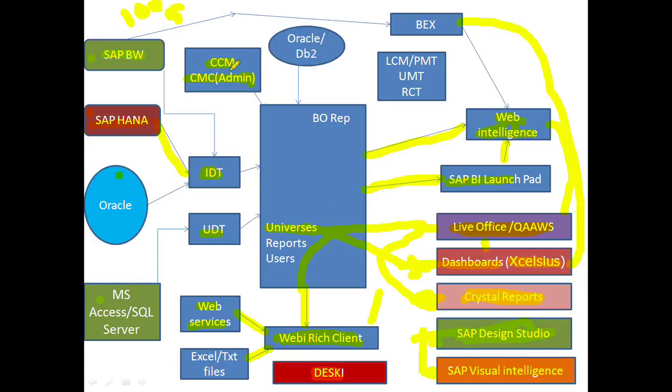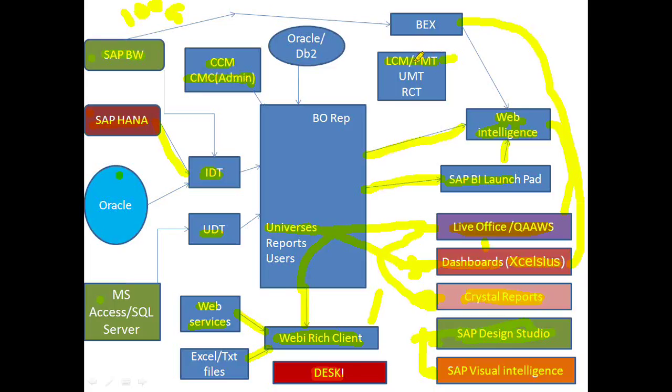Okay. And this is the CCM and the CMC, the administrator tool, and the LCM, the promotion management tool. The Lifecycle Management tool in 4.1 is renamed as the Promotion Management tool. In a very old version, 3.1 or XI R2, this tool was called the Import Wizard. The Import Wizard is a client-based tool, but in 4.1 it is a web-based tool, the Promotion Management tool, which is integrated with the CMC administrator tool.